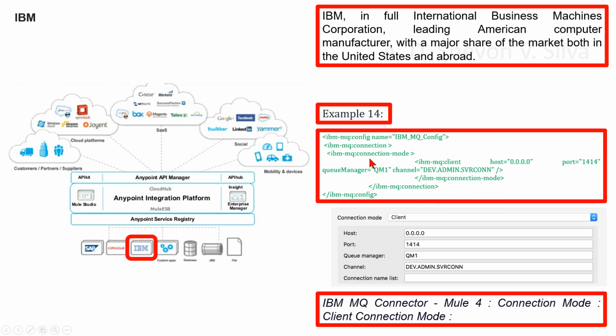The client connection mode lets you connect to an IBM MQ queue manager running in the same system as the Mule application or in another system. In both cases, the IBM MQ connector will connect to the IBM MQ queue manager over TCP/IP. For this connection mode, the following configurations are available: the host, required, the host containing the IBM MQ broker; parameter port, not required, and the default value is 1414.